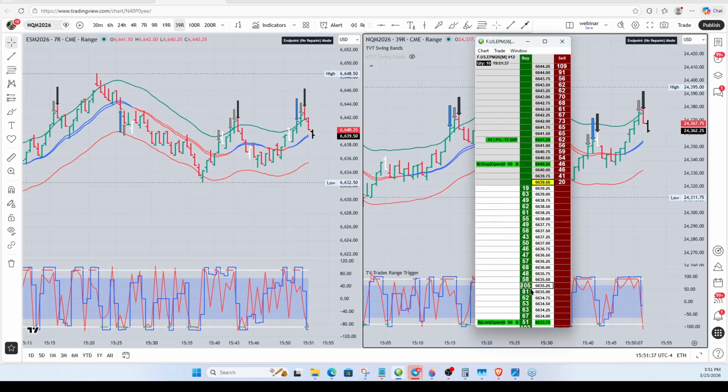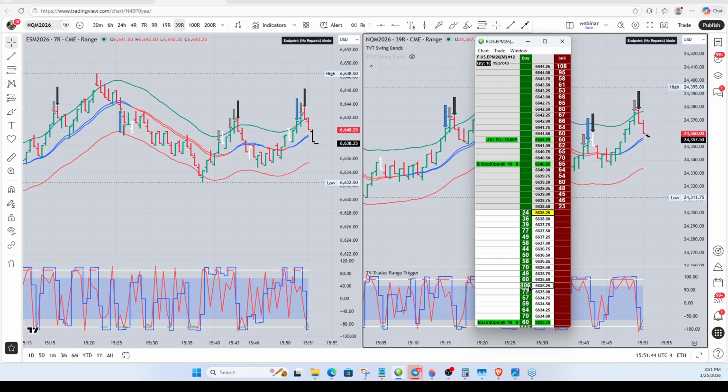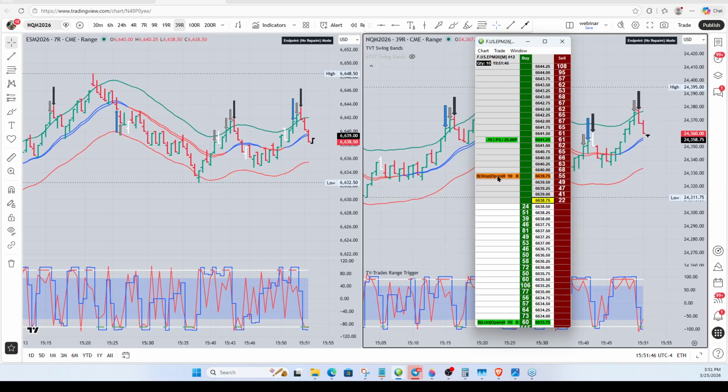There goes the ES. Now, what number should it get down to? It should get all the way down here to 35.25. That's where it should go down to. 35.25. There's $1,000.